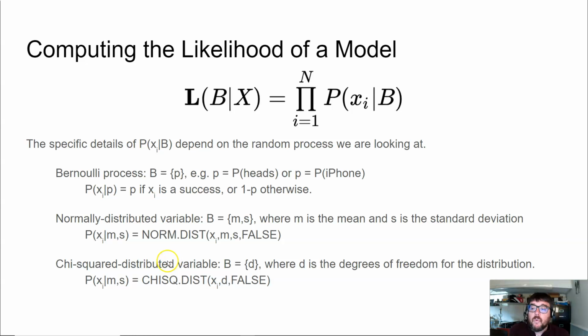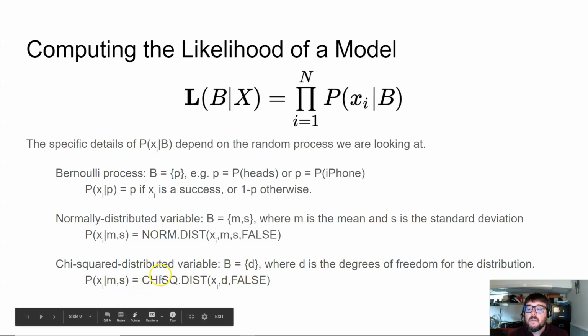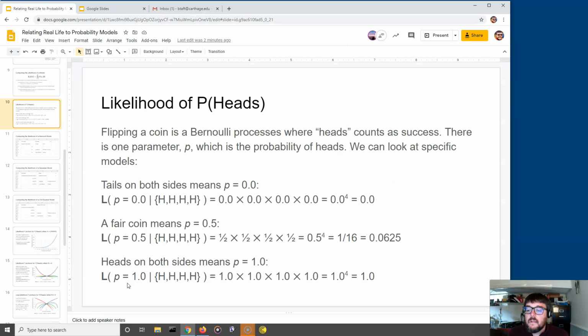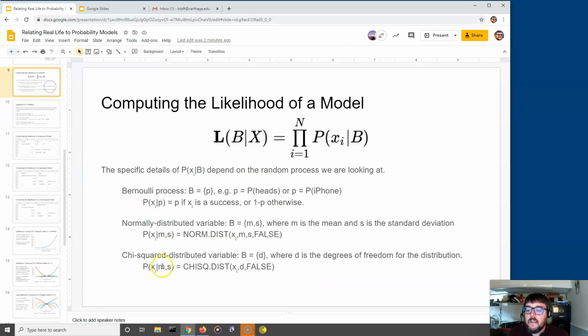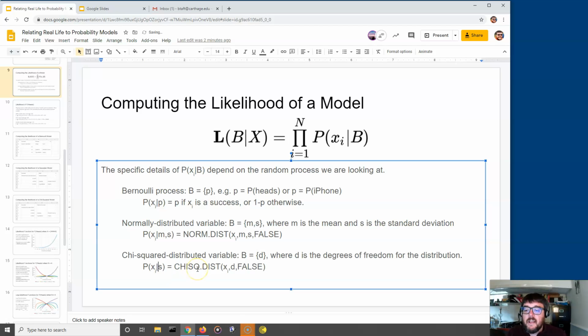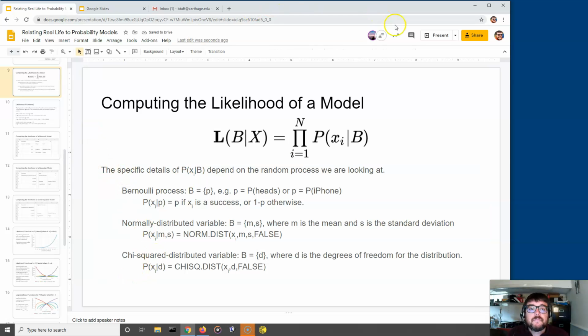Likewise, if we were looking to compute the likelihood of a chi-squared distributed variable, in order to calculate this individual thing for each observation, we'd say, oh, that's a mistake. Let's just pause that then. Go back. It is likelihood. It's not M and S, right? That's from the normal, it's probably D. There we go.